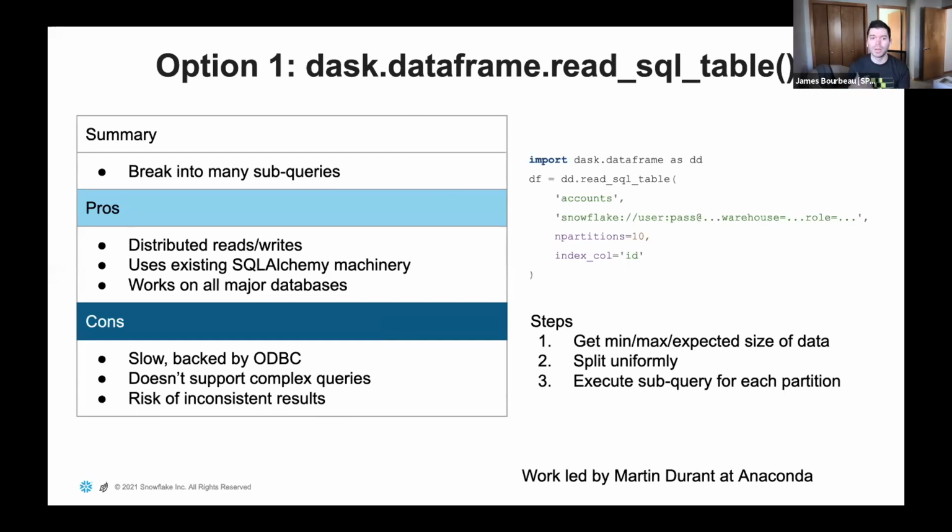This works, but it does have some cons. It's slow because it's backed by ODBC. It also doesn't support complex queries. You can imagine if you had two tables that you want to join together and then query that result and maybe do some other operations, the actual final table you're interested in, it can be hard to determine how to construct the subqueries to sample that table in parallel. You also have the risk of inconsistent results. If you are making a query on a table that someone else is writing to at the same time, you can imagine how you can get inconsistent results.